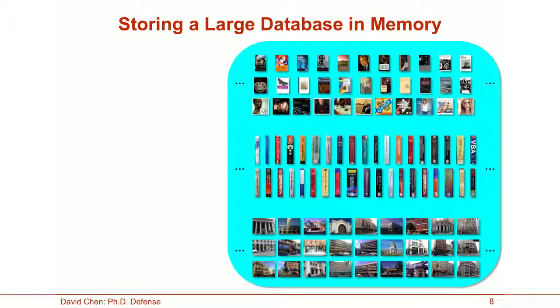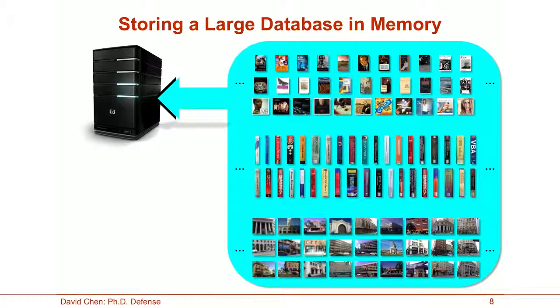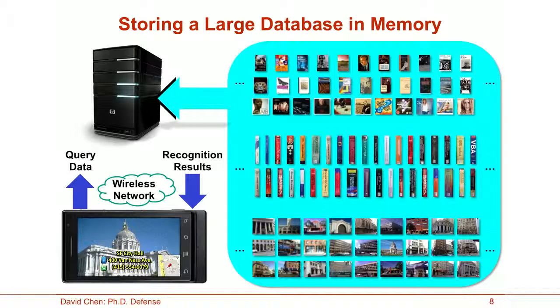Then we need to think about how to represent and store this large database in memory. If we store the database on a server, then we would like the database to be as compact as possible so that we can index many images and so that we can also run other memory-intensive processes concurrently on the same server. However, if the database is stored on the server, that means we have to upload query data from the mobile device in order to get recognition results out of the database. If the network latency is high, or if the server is very busy, then the overall query latency will be high.